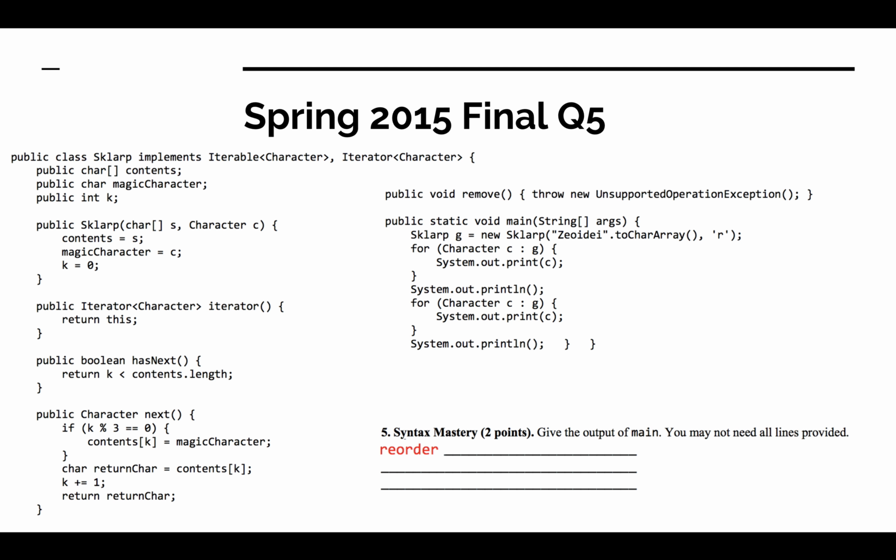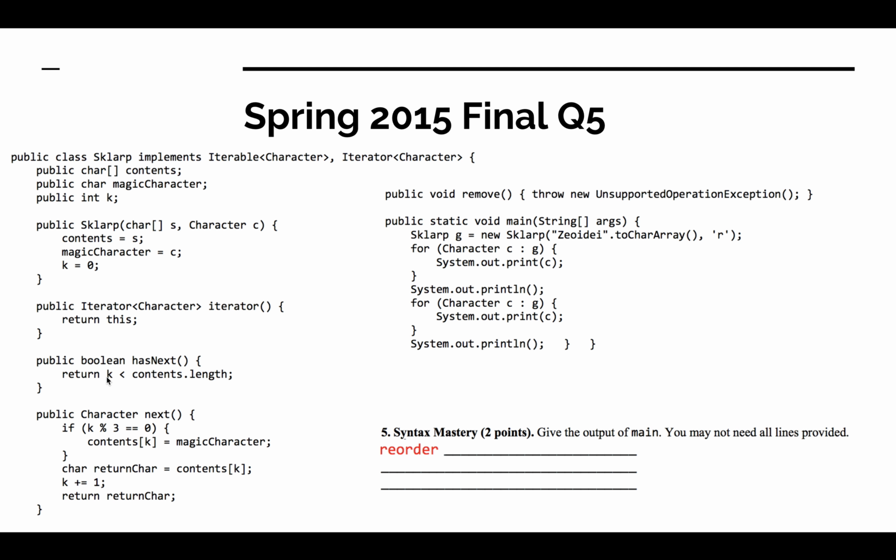Okay, so the way you would do it here, when we go into the second loop, what was the reason why we didn't return anything again? Why didn't we keep printing? Yeah, so basically when you have this for character C in G, what it does is it asks for an iterator. So it calls the iterator function, which returns this. So it returns the object itself. And then it calls has next. But has next returns false because k is greater than the length, right?